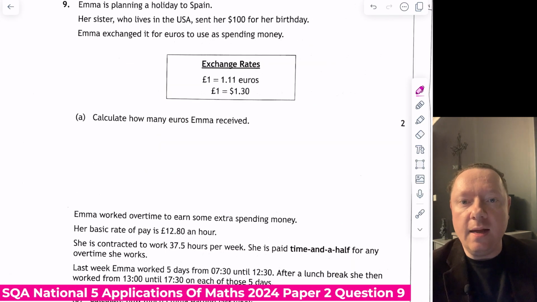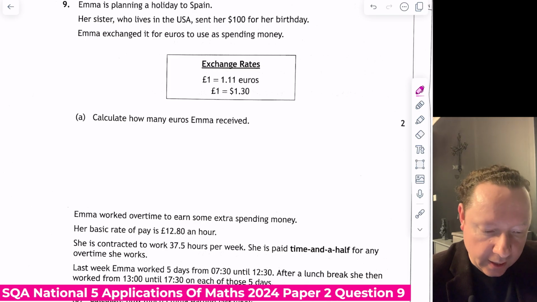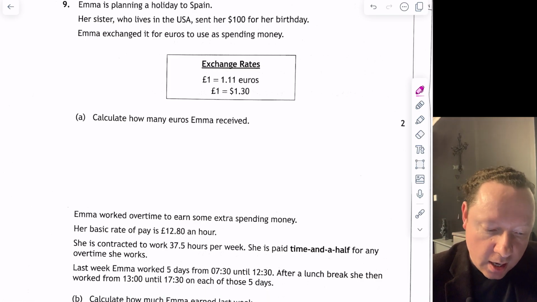SQA National 5 Application Maths 2024, Paper 2, Question 9. Emma's planning a holiday to Spain. Her sister lives in the USA, sent her $100. She exchanged it to euros. How many euros did Emma receive?